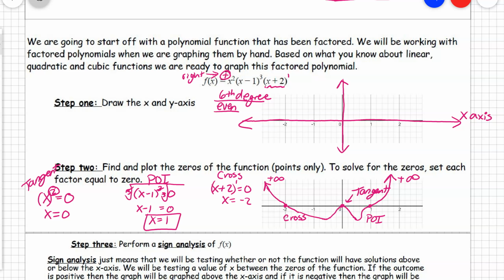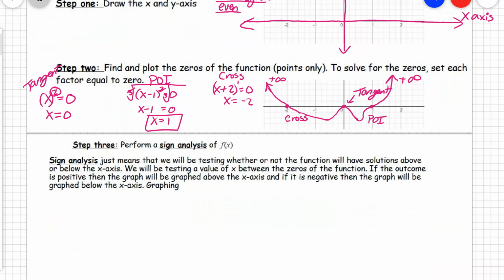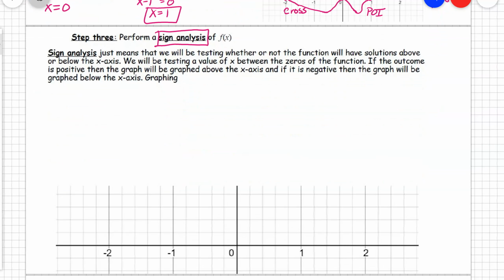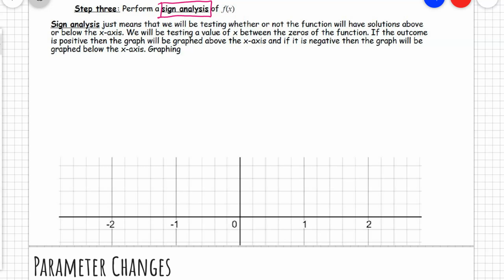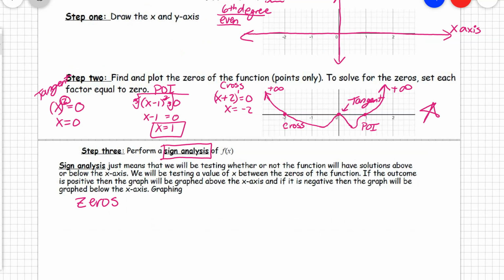All right, now the next step is we're going to go ahead and perform a sign analysis on this. Okay, don't let the word scare you. Sign analysis just means we're really checking and testing points in between those zeros to see if it's going to be above or below. And we're going to confirm what we did here. So with sign analysis, we start off by labeling our zeros. So our zeros in this case would be x equals 0, x equals 1, and x equals -2.